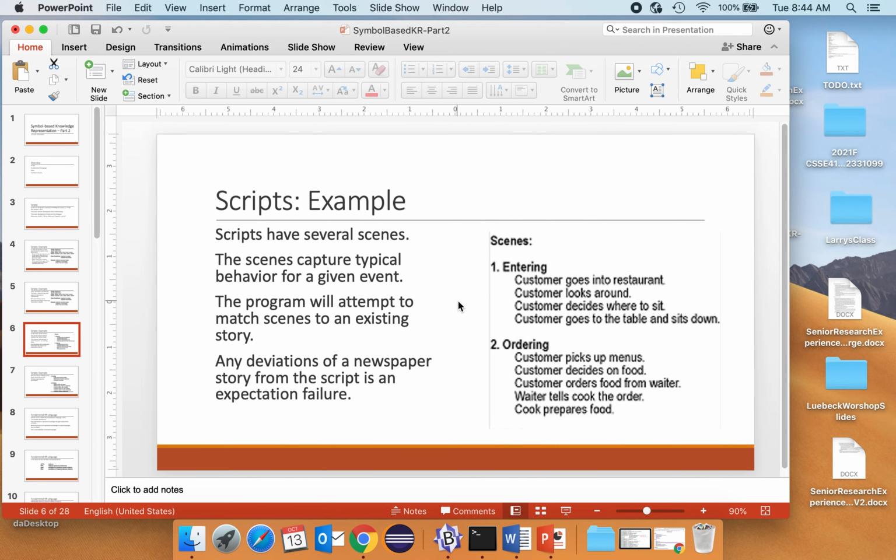So then we have different scenes that correspond to events that typically happen in a newspaper story or in an event that extends through time. So in this particular example, we have 4, and so let's go through them one at a time. So we have the scene of entering. Customer goes into the restaurant, they look around, they decide where to sit, they go to the table and sit down. And so ordering, customer picks up a menu, maybe not, maybe they just know what they want anyway.